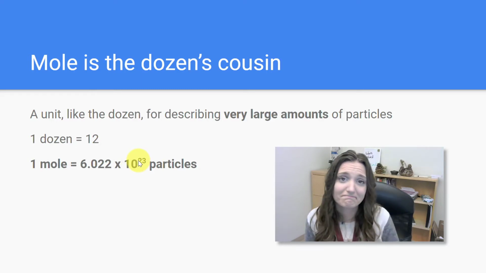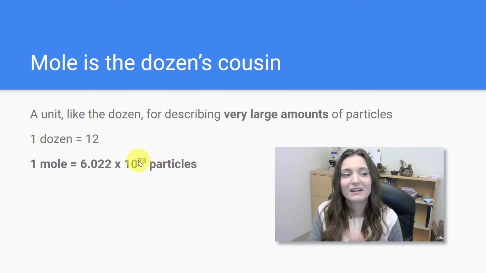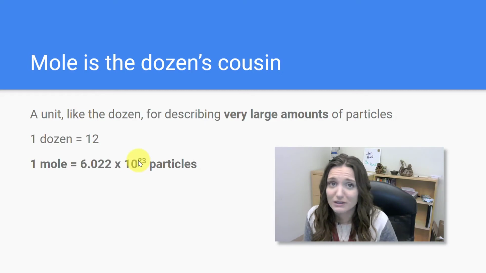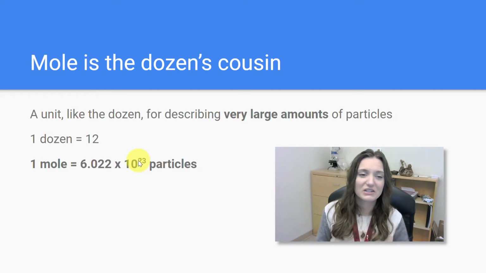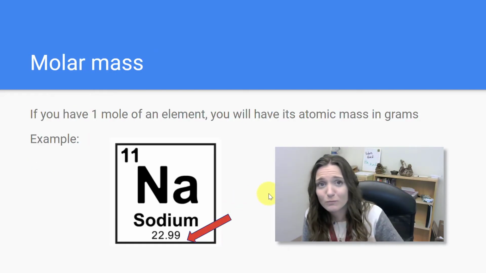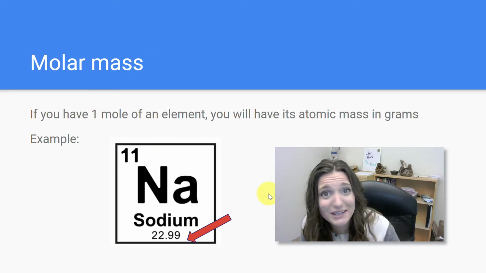That's all it is. I know it's a really weird number, there's a whole history behind that number, but just know that when we say we have a mole of something, we have 6.022 times 10 to the 23rd pieces of that thing. So let's take an example. If we have a mole of sodium, we have 6.022 times 10 to the 23rd atoms of sodium in our sample.